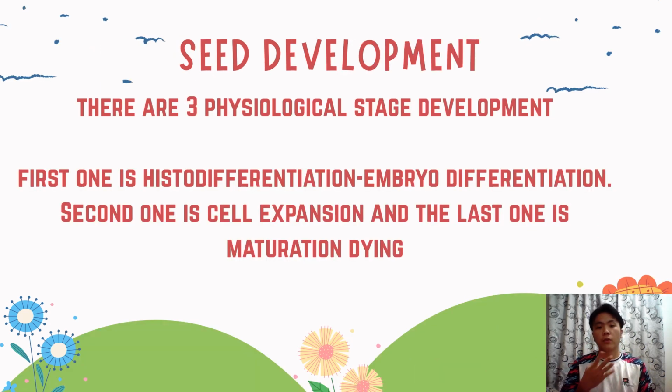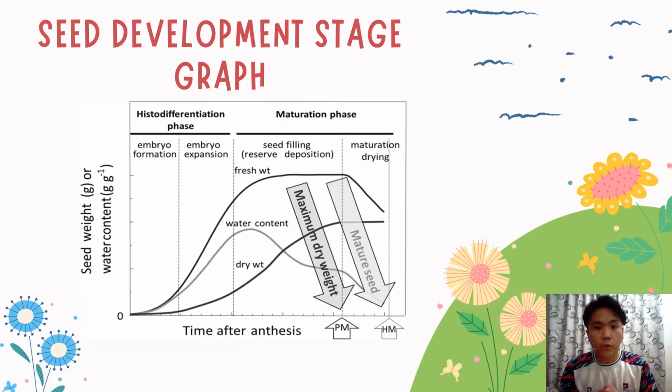Next, we move on to seed development. There are three stages of seed development, but I will explain only two later. The first one is histodifferentiation, embryo, and the second one is cell expansion, and the last one is maturation drying. We move on to the next slide.